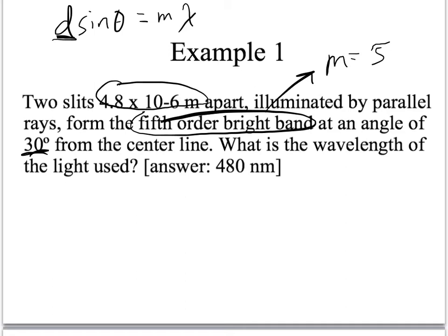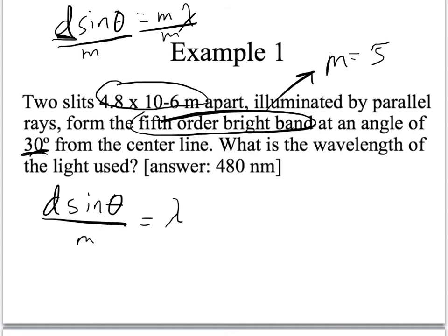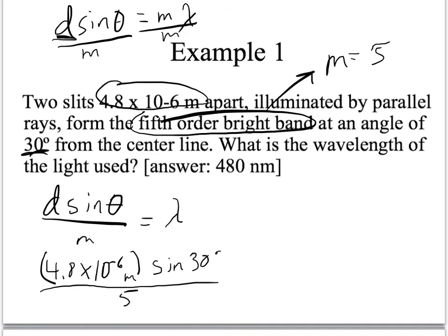So now if I just do d sine theta equals m lambda, it's asking me for wavelength lambda. So if I divide by m on both sides of this equation, I get d sine theta over m equals lambda. And this is a pretty simple plug-it-in equation: 4.8 times 10 to the negative 6 meters times the sine of 30 degrees, divided by 5. And that should give you 0.48 times 10 to the negative 6. Or if you move the decimal a bit, you'll find that it's 480 nanometers.